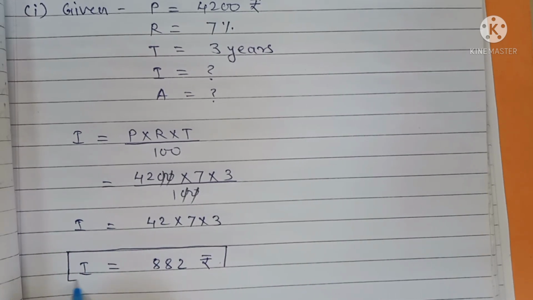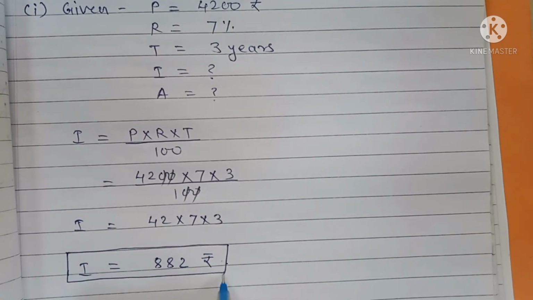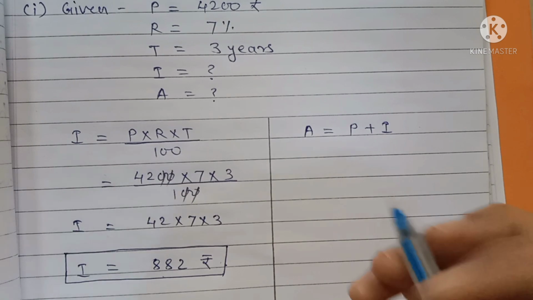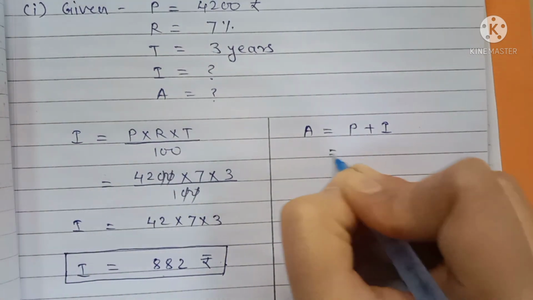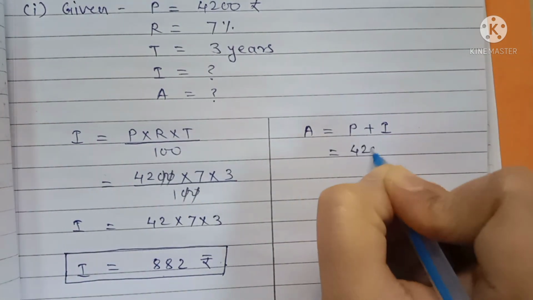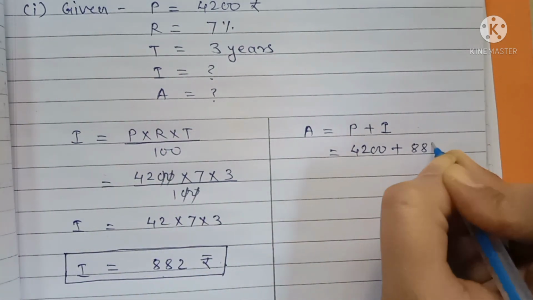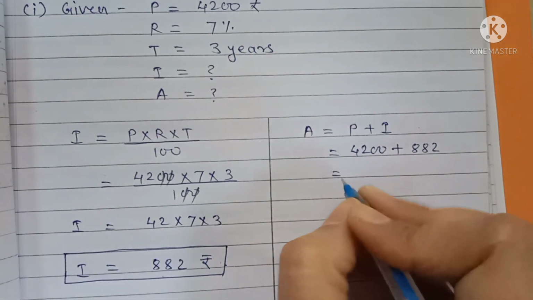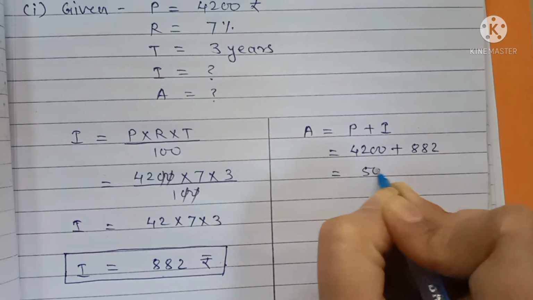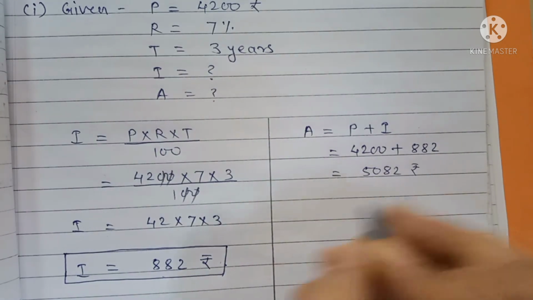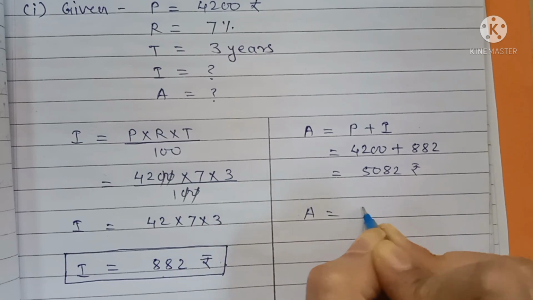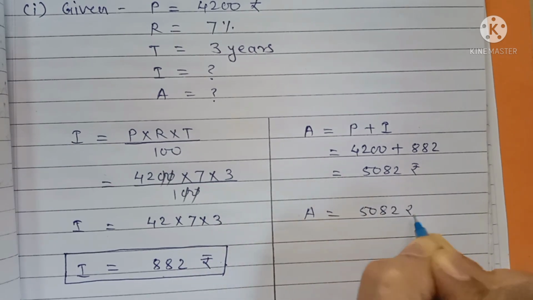Now find the value of A. A is equal to P plus I. P is 4200 plus the value of I is 882. Addition is 5082 rupees. This A is equal to 5082 rupees.